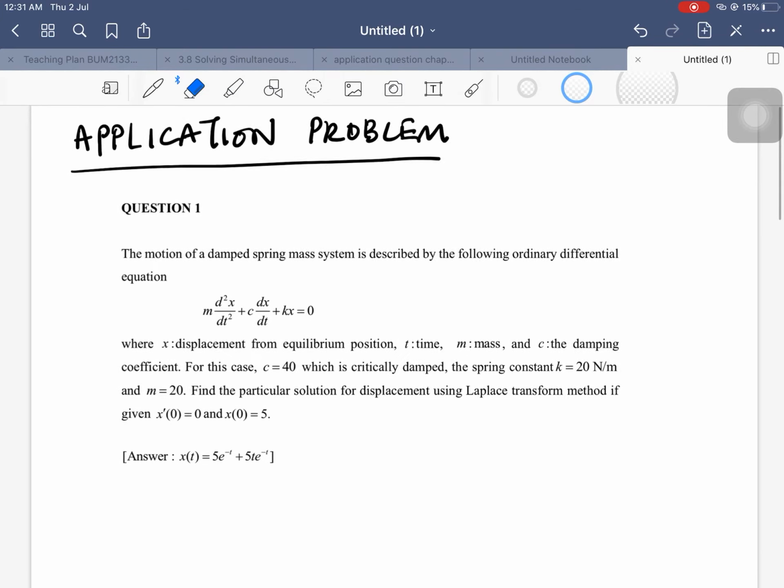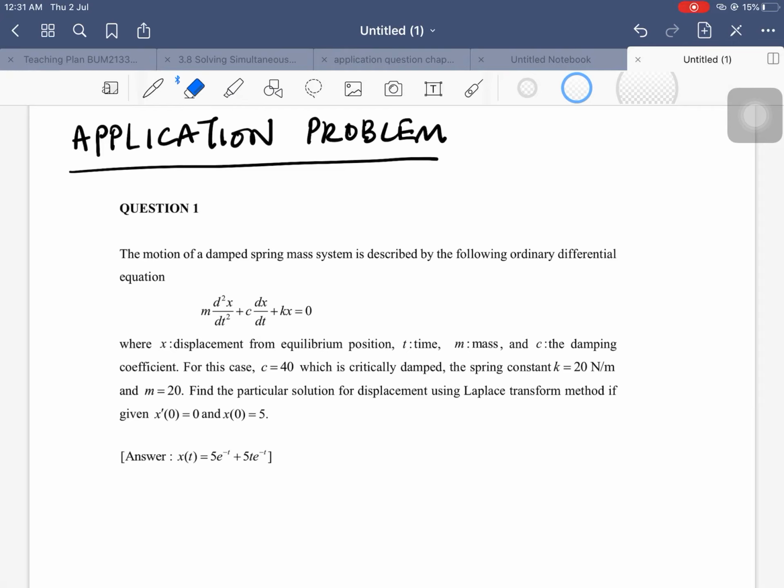So I have the equation m d squared x over dt squared plus c dx over dt plus kx equal 0. First of all, when you come across an application problem, look for the variables. For this case, our dependent variable is x and the independent variable is t. Anything else other than x and t is not a variable, those are constants. I'm referring to these three letters right here, m, c, and also k. They are constants, and the values are going to be given in the question.